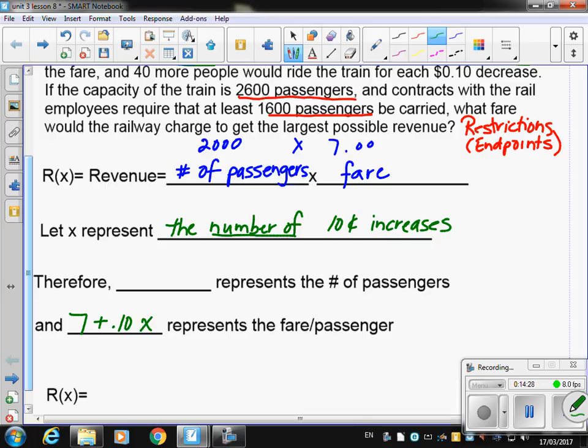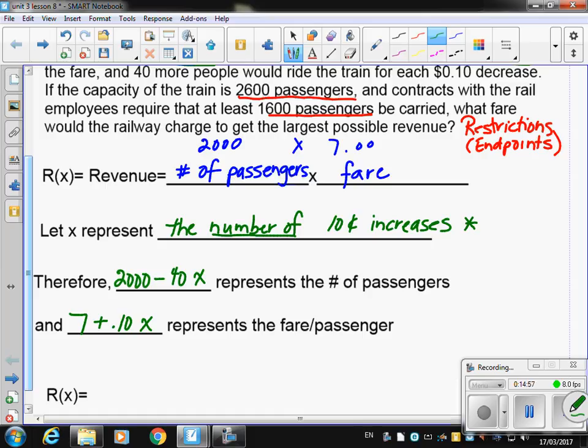The number of passengers used to be 2,000, but we're going to lose 40 passengers every time you make a single increase. Now, if X is negative, it's going to suggest to us that we reduce the fare and increase the number of people, but only to a certain limit. Okay, this is the big idea of this type of question.